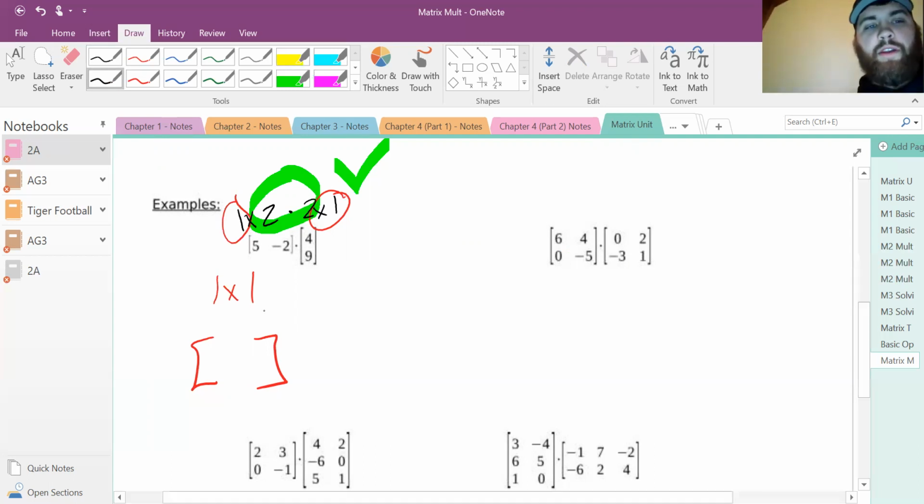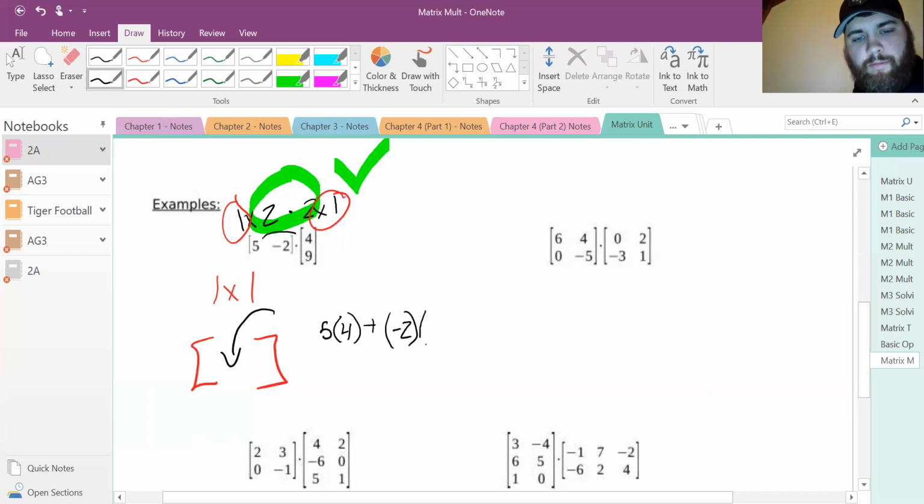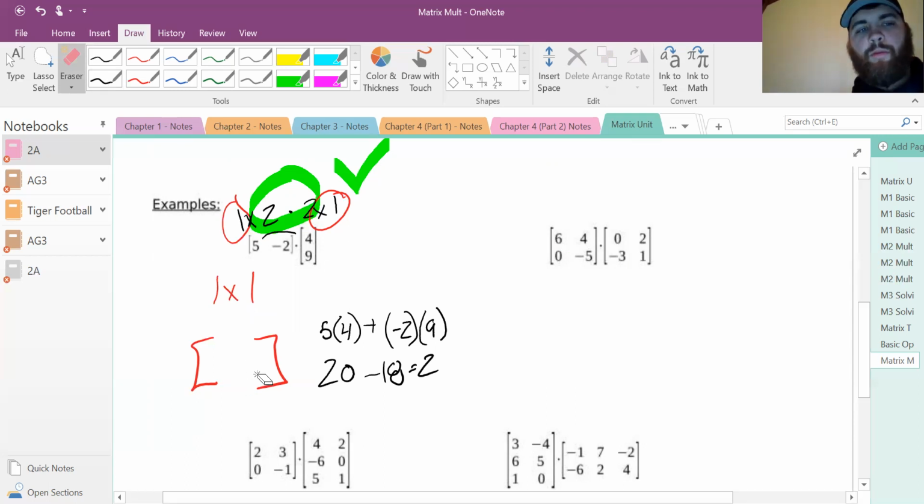So what we want to do to get this value, we want to multiply our first row together. So 5 times 4. That's the first one I want to do. Then you want to add your next value, which is -2 times 9. And then this value is going to tell you what to put in that first entry. Okay, so do the math. So 20 plus -18, so it's just going to be 2. And that is the value we put inside of our matrix, our 1 by 1.